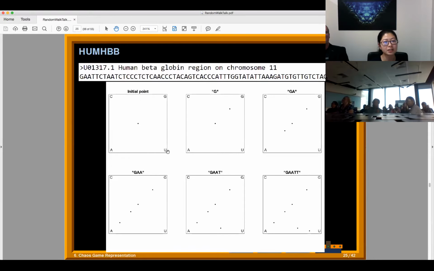The first base in our sequence is G. So like before, from the previous point, which is our center point, we draw an imaginary line to the top right corner, which is labeled G, and put a dot in the halfway point between the 2 points. And we can repeat this for the rest of the bases. And if we do this for the whole sequence, we end up getting this picture.